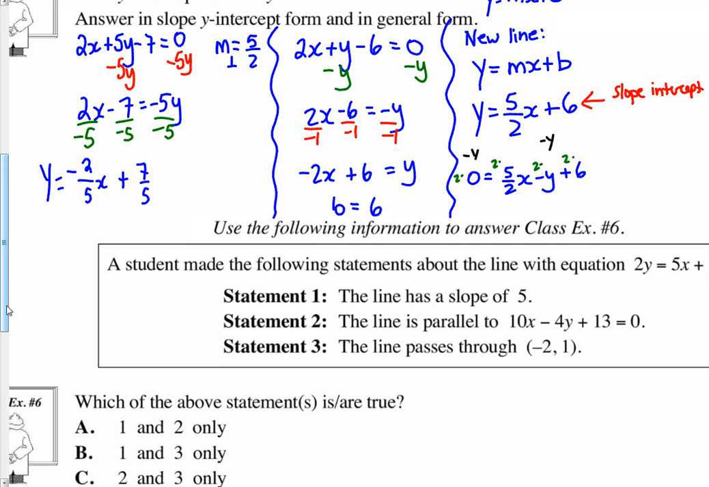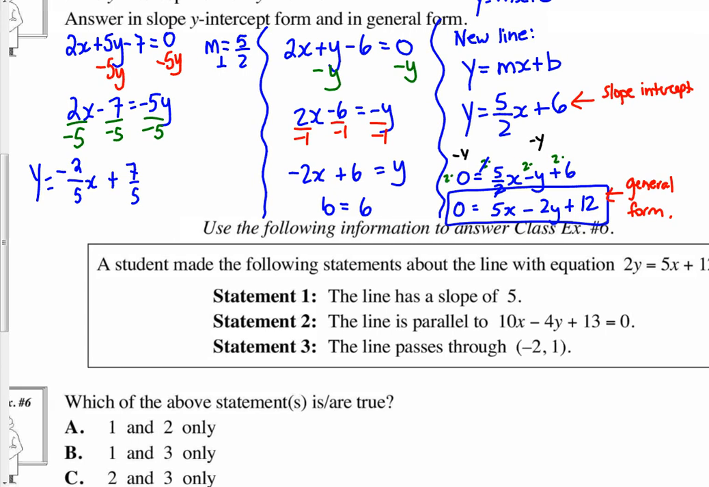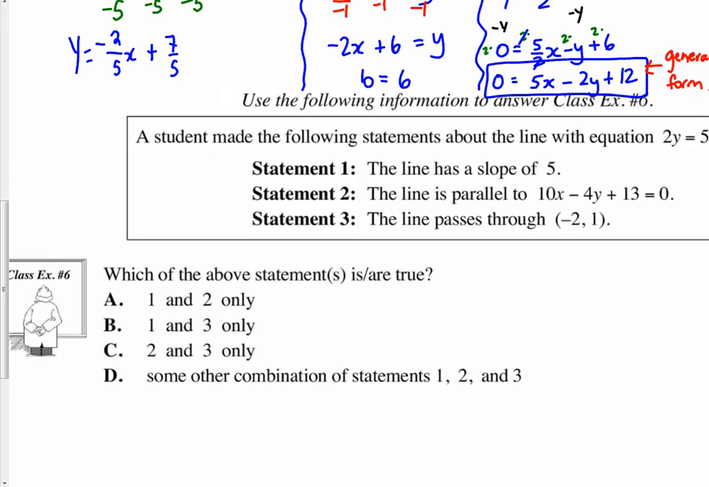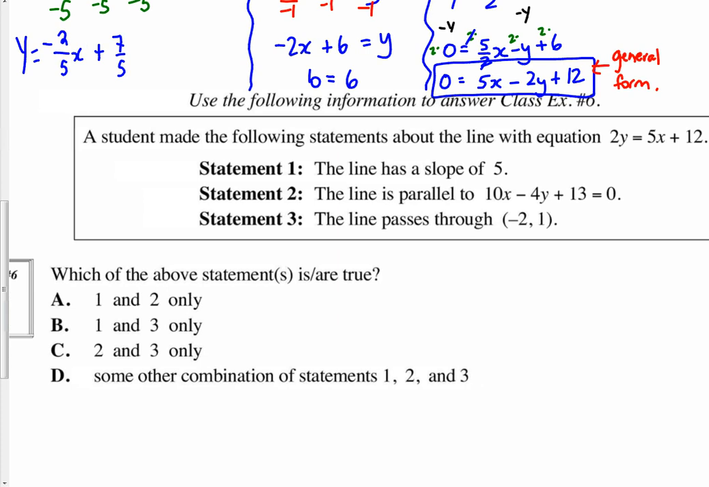So 2 times 0 is 0. What's 2 times 5 over 2? Just 5. The 2's cancel. So 5x minus 2y plus 12. There is general form. Great written response question for a test. Okay? Great written response. Nudge, nudge, wink, wink. I know this seems long, but these are all good questions, and I don't want you to get stuck on your test.